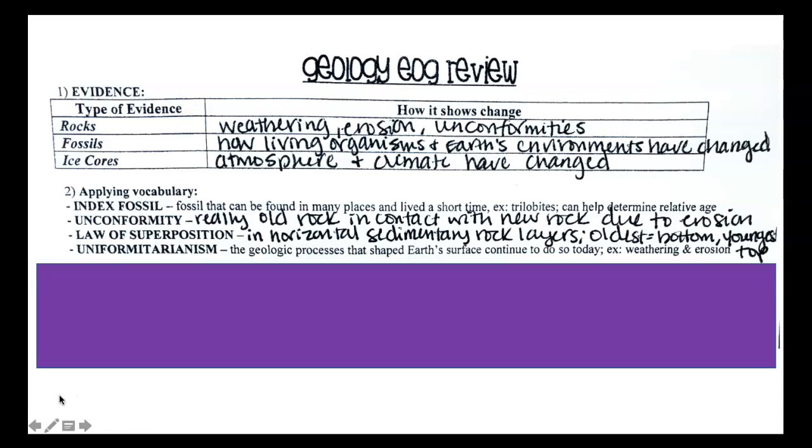Unconformities are going to be caused by erosion. It's where you have really old rock that comes in contact with new rock. And so this is due to erosion. The law of superposition says that the oldest rock layers are going to be at the bottom and the youngest rock layers will be at the top. Uniformitarianism: the processes that shaped Earth's surface in the past still shape Earth's surface today.